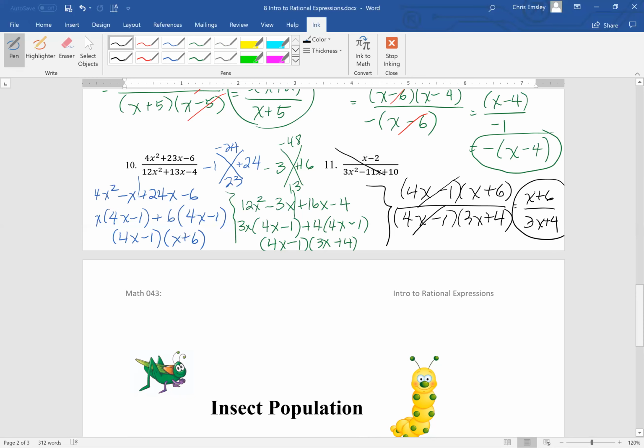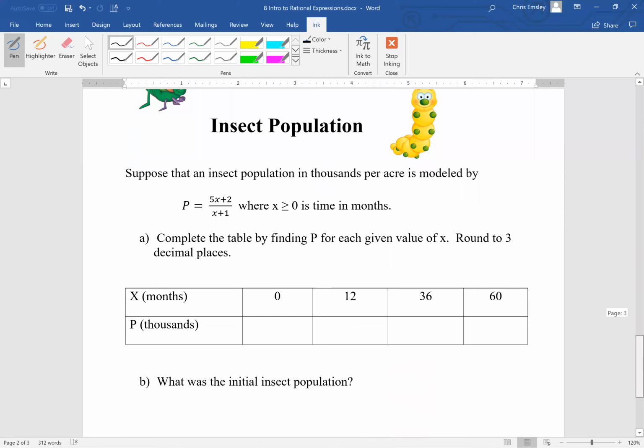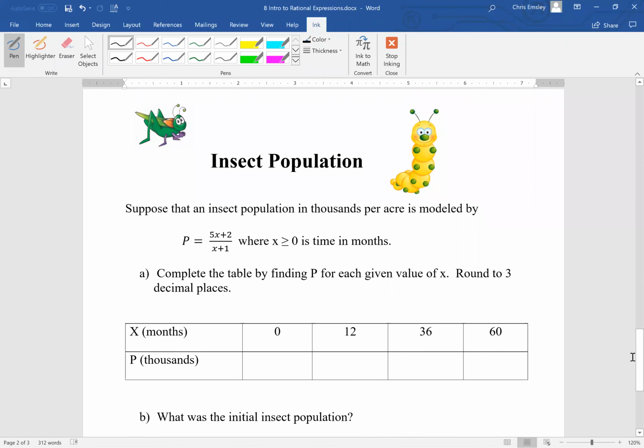Okay, now we have a word problem with a rational expression. And look at those cute little bugs we have going on here. Suppose that an insect population, so maybe we're talking about the number of grasshoppers, who knows what. The number of grasshoppers in thousands per acre is modeled by P equals 5x plus 2 over x plus 1, where x greater than or equal to 0 is time in months. So x is going to be the number of months, and if we plug a number in for x, that'll give us the number of insects that are in this field.